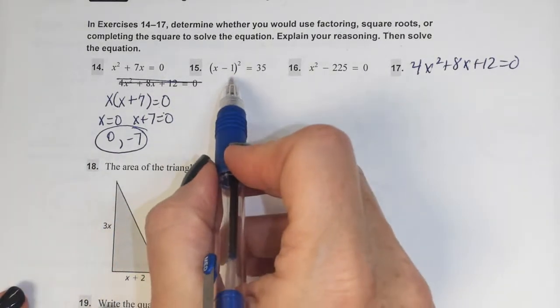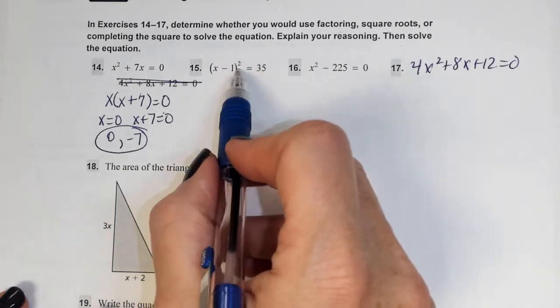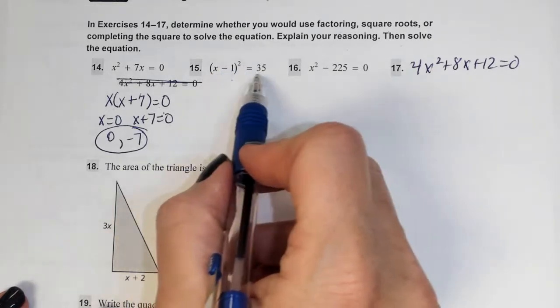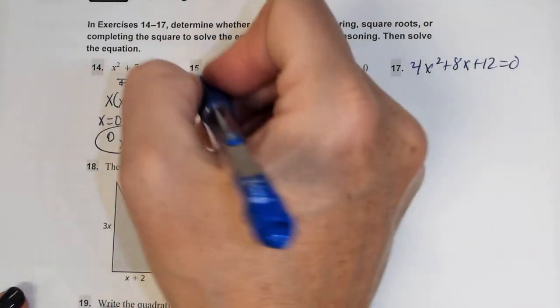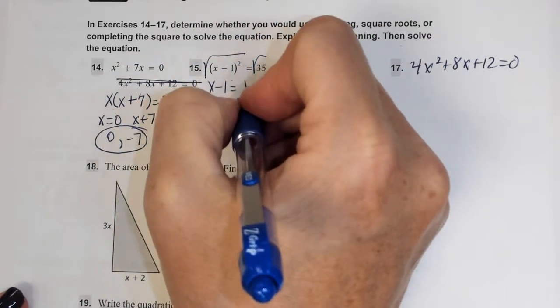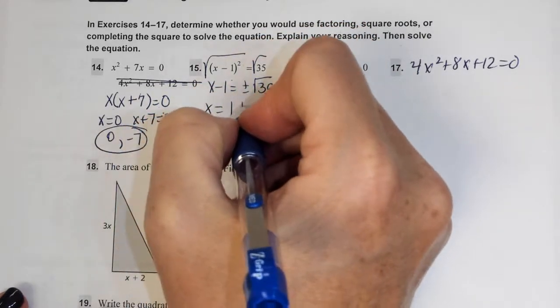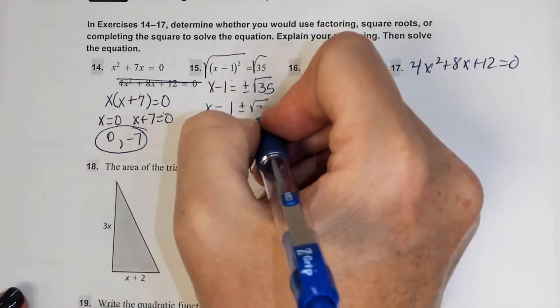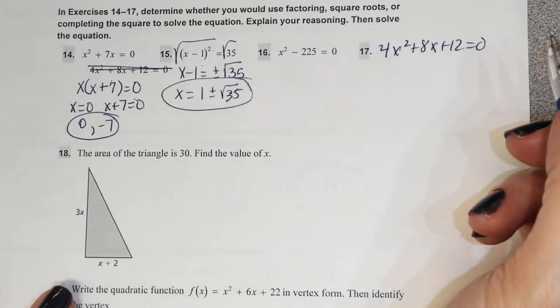All right, I want you guys to think about number 15. You could multiply this whole thing out, bring over the 35, but what's the easier way to do this one? Just do what to both sides? Square root it. So go ahead and do that on your own. Check your answer up here.